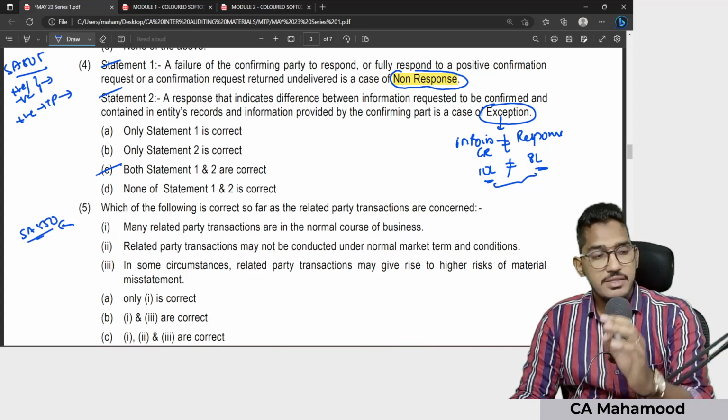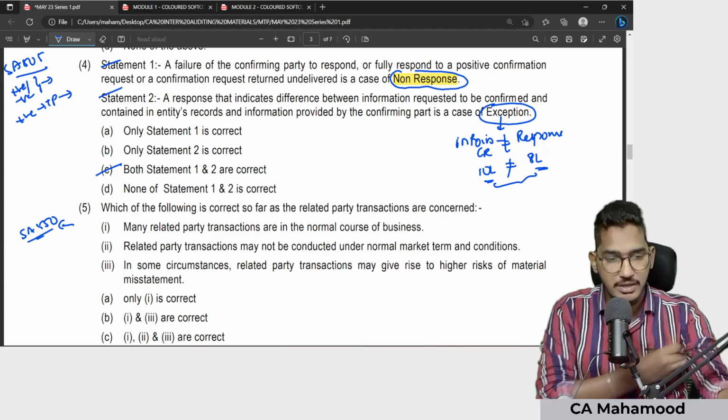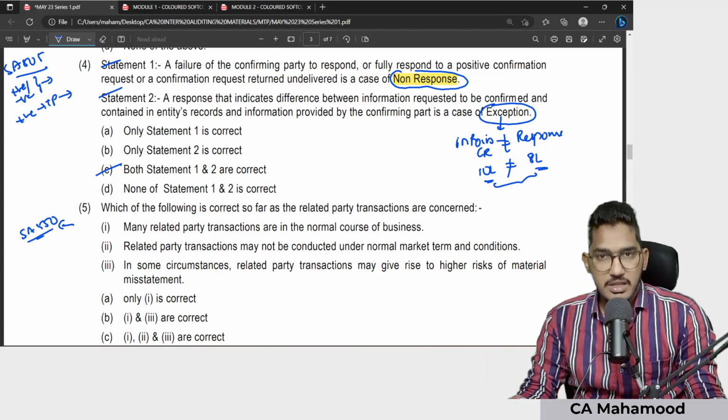So SA 550 is a related standard which is talking about related party transactions. So let us see what they are trying to say here. Which statements are correct as per SA 550? Number 1, many related party transactions are in the normal course of business.